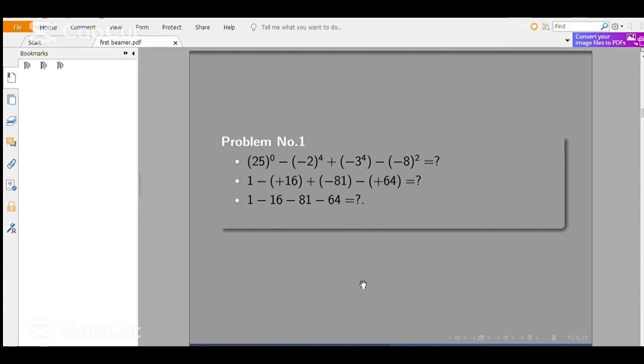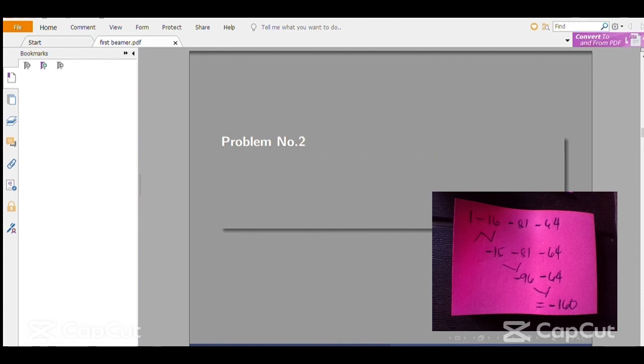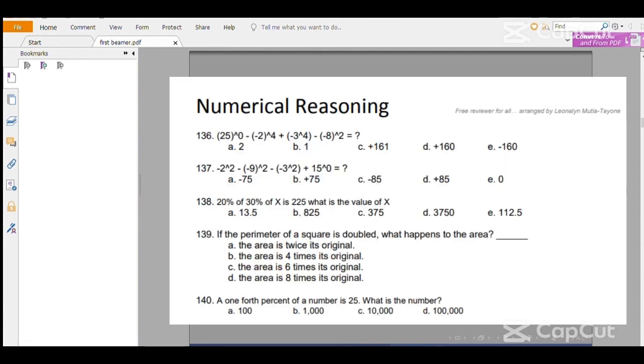Now, we are going to solve it from left to right, so 1 minus 16 equals -15, and then -81 equals -96, minus 64 equals -160. Therefore, the answer is -160, and it is letter D in the choices.